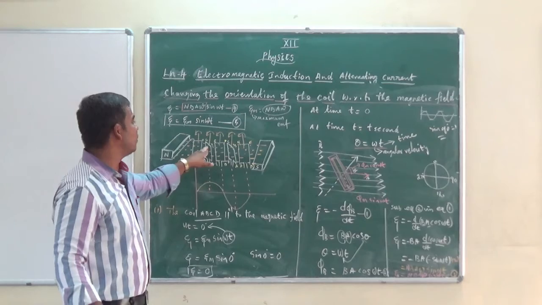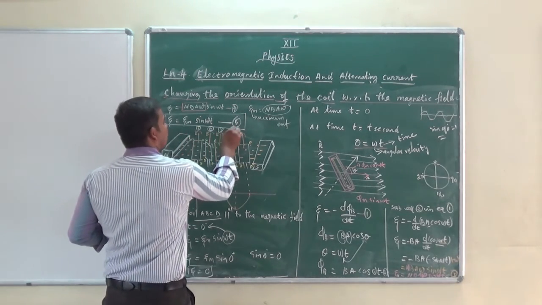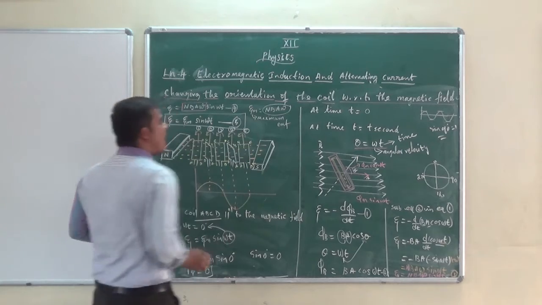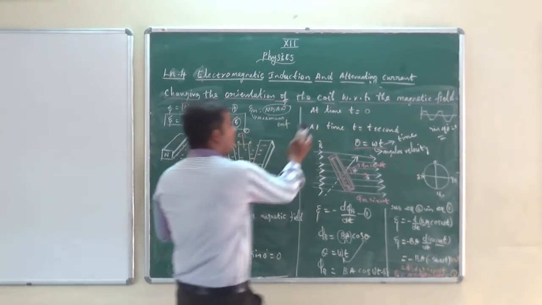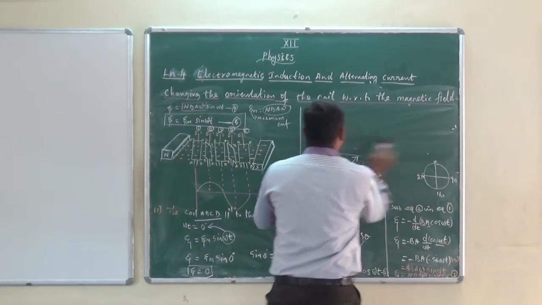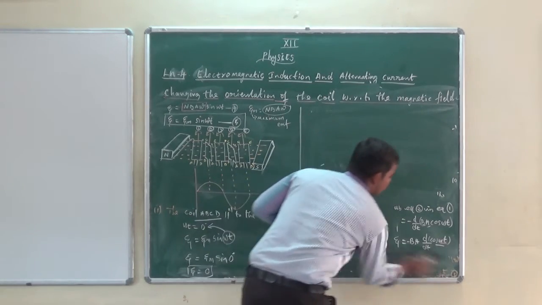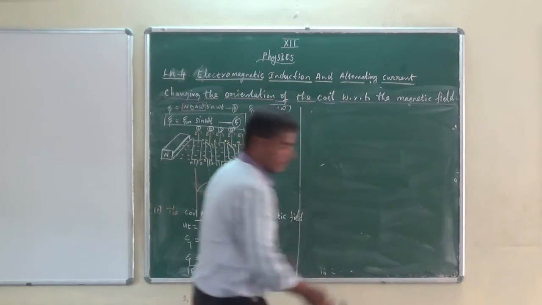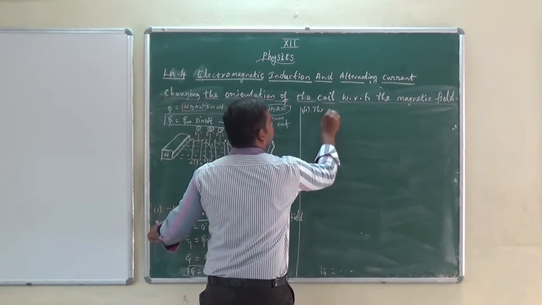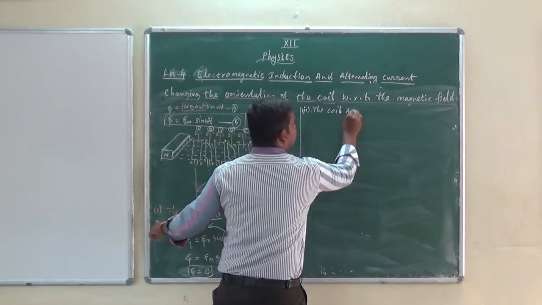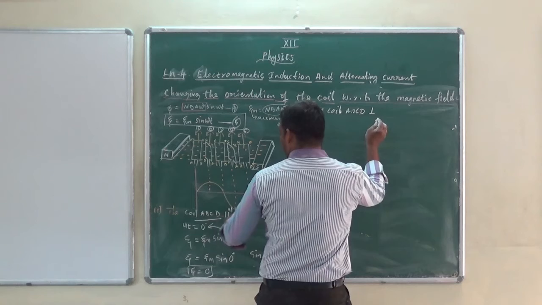Next, you see the second position. This is the first one, then the second, third, fourth and fifth. After some time, the coil rotates further in the anti-clockwise direction. What is the deflected angle? Here is the second position. ABCD is the coil now. In the first one it was in the parallel position.